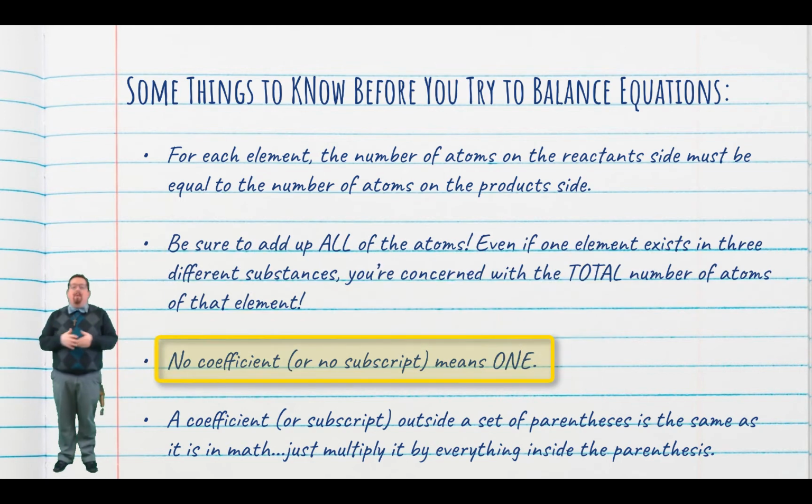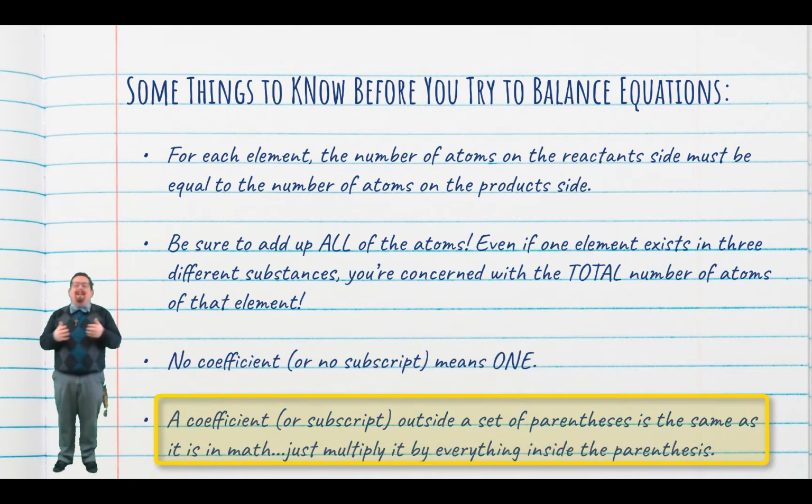No coefficient or no subscript does not mean that that molecule or element doesn't exist. The fact that we wrote it down in the equation tells us that it's there. If there's no coefficient or subscript, it's just because there's only one of those molecules or atoms. A long time ago, chemists realized that it's a little bit redundant to both write down a chemical formula and specify that it exists in the equation. So we just don't write the ones.